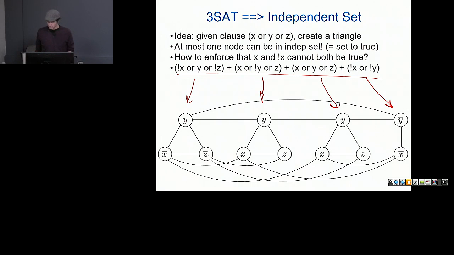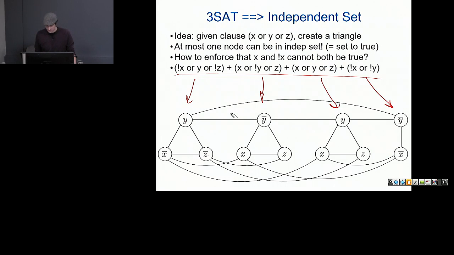And I claim that, I think the easy one is, if there's a satisfying assignment, then there's an independent set of size the number of clauses. Because in every clause there's some Boolean assignment to the variables so that there's one true in every clause. And the only extra edges I've added are between variables and their negations, so I'm not going to have any of those edges. If I just take one node that's true in each clause, I won't ever choose both y and y bar. So if I have a satisfying assignment, I do have an independent set.